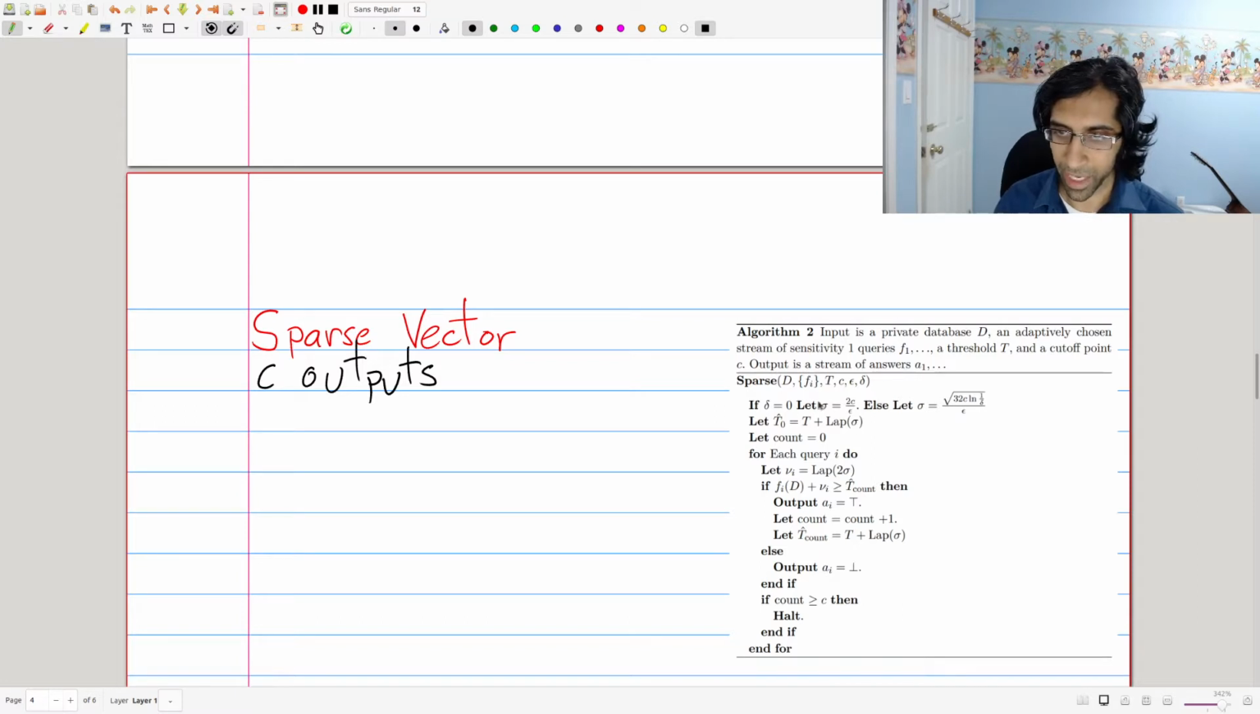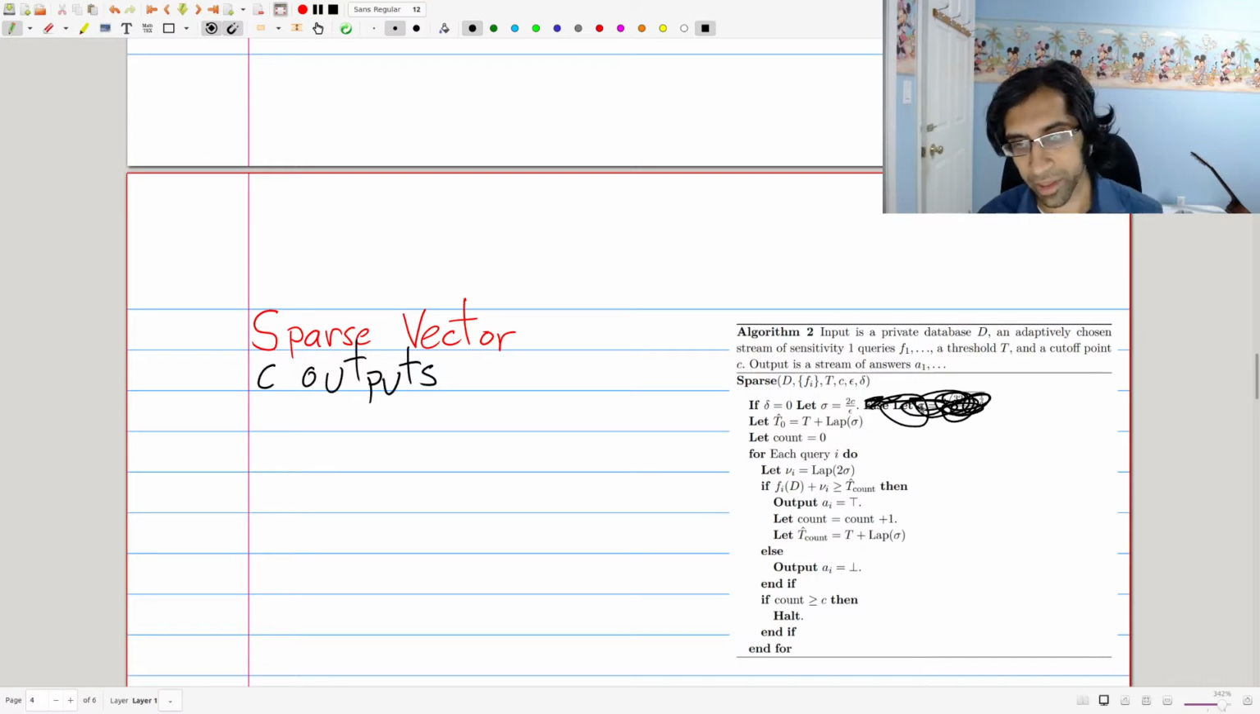It takes in essentially the same parameters as before, except this time it takes in the additional C as well as delta. So C tells how many queries we're going to have, and delta is the delta in (epsilon, delta)-DP. For now, let's pretend that delta is equal to 0 and ignore this term here. If delta is equal to 0, then we set sigma equal to 2C over epsilon. So the claim here, and what I'm going to try to reason about for you, is that if you run this algorithm as we show it here, this is exactly equivalent to running above threshold C times in a row.